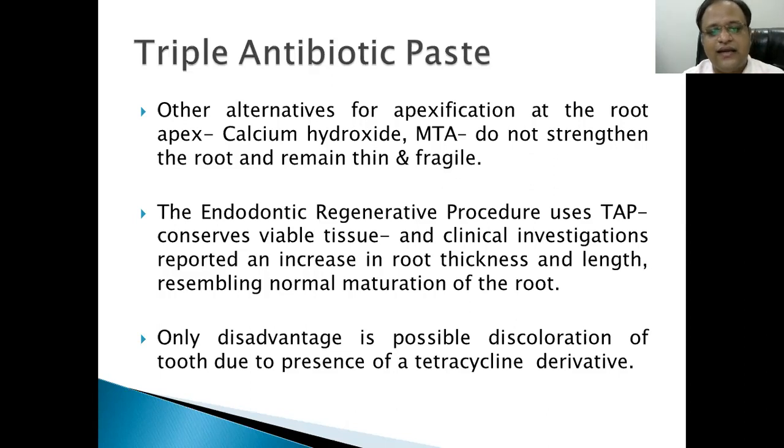So in endodontic regenerative procedures, viable tissue is available, or vital tissue as we say, and clinical studies show that if we place triple antibiotic paste, we are seeing a higher level of maturation of the tissue. Along with that, the root growth is happening, the root thickness is increasing, and a natural plug or apexification is happening. The only disadvantage triple antibiotic paste has, because it has a tetracycline derivative in the form of minocycline, is that it used to discolor the entire tooth if it is visible.